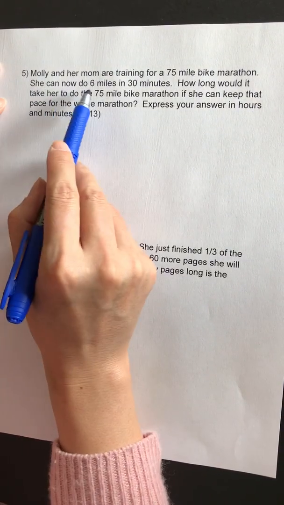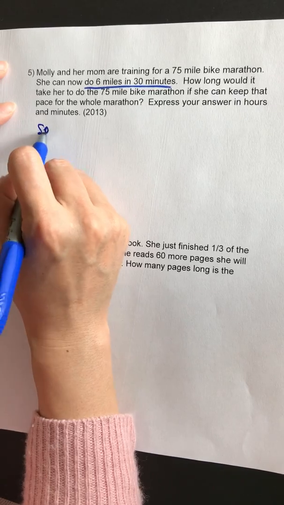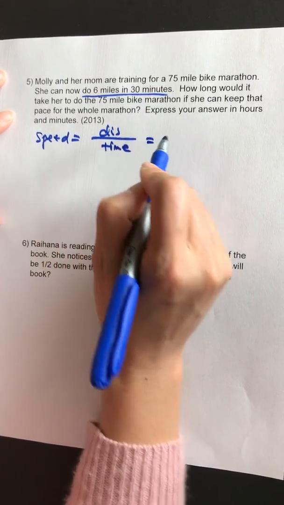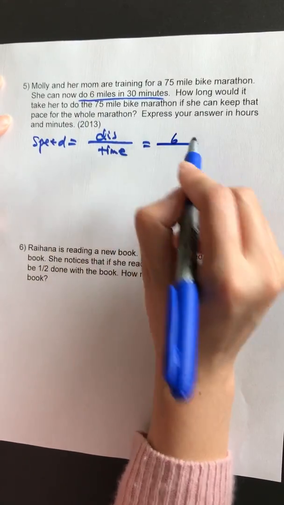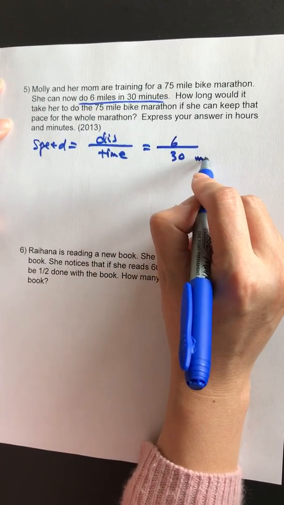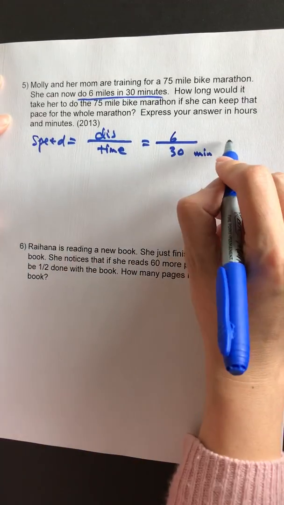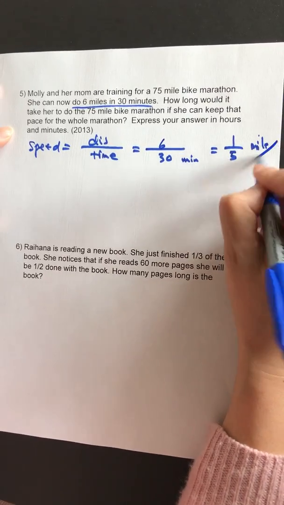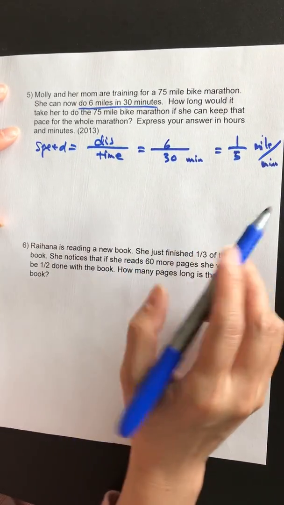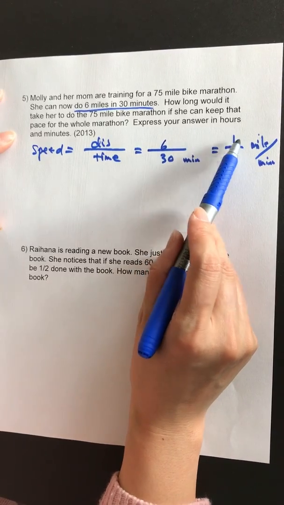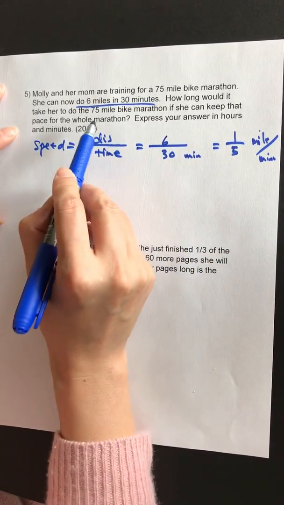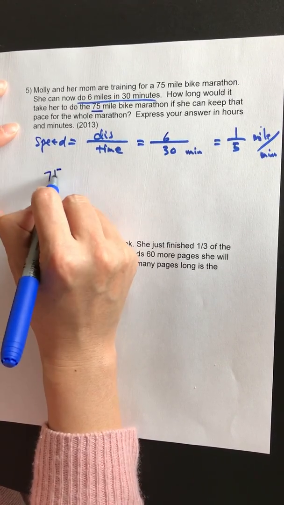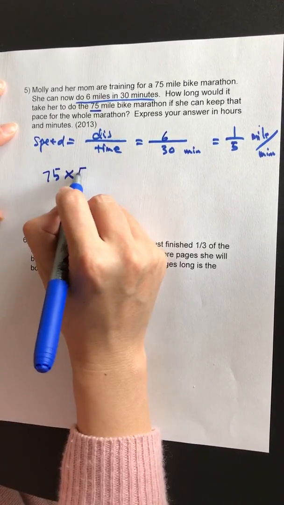Okay, we need to figure out the speed first. The speed is distance over time. So she travels 6 miles in 30 minutes. So this is 1/5 mile per minute, that says she can travel 1 mile in 5 minutes, right? So she has 75 miles to cover. That means each mile she needs 5 minutes, right?